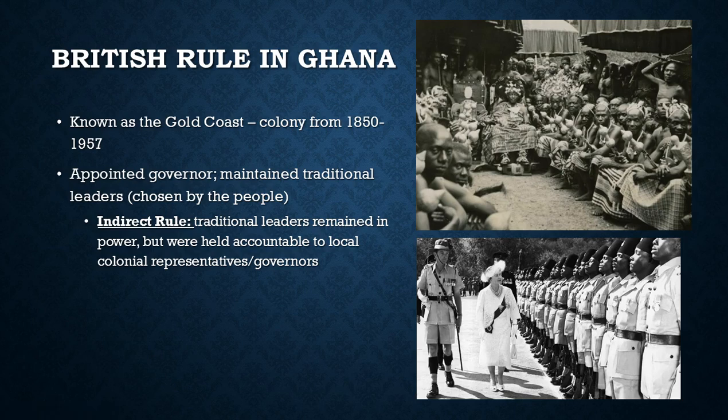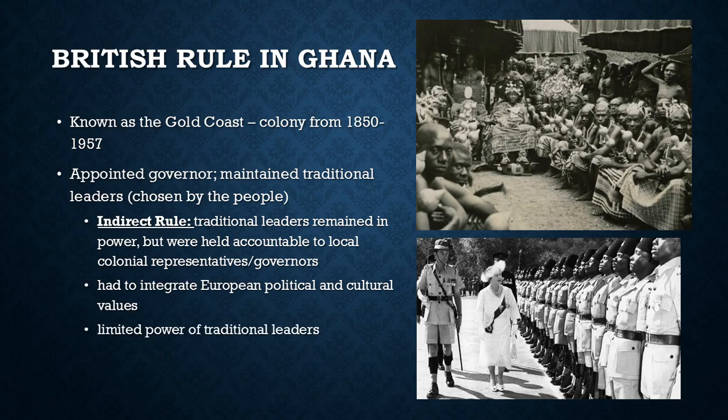So the people in Ghana chose their leaders, and that leader remained in power, but there was a governor of the Gold Coast who made sure that that leader was doing everything that he really wanted to do. So even though it was indirect, it was still being ruled by somebody else. And they still had to integrate European political and cultural values into their government and into their society. It also limited the power of traditional leaders, obviously, because he no longer had sovereignty and was no longer in charge. There was somebody above him, which was that colonial representative.